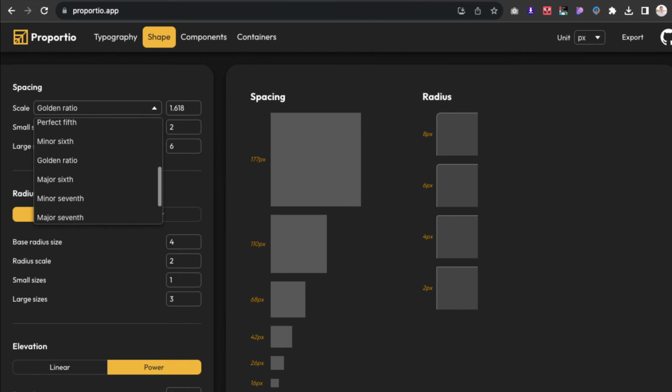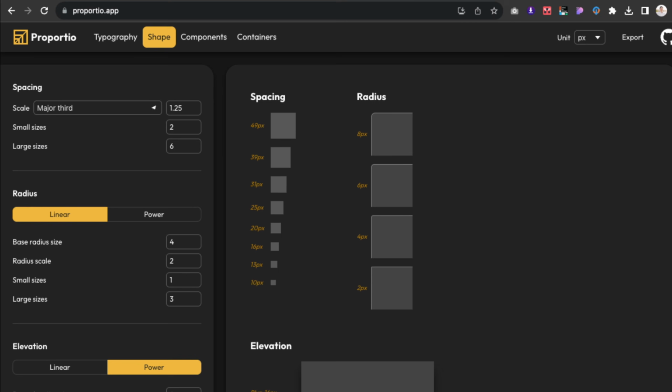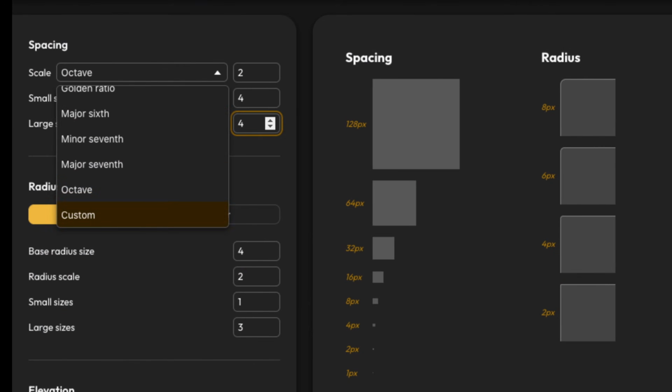Is there a relationship between the common rem values? Now that we know what the common values are, I wanted to see if there's a relationship between them, to see if they follow a certain scale. I found this awesome site called Proportio.App, where you can visually test different UI proportion scales by adjusting the base, scale, and then the other parameters. There wasn't one scale that matches 100% of the Airtable data. However, the closest one was octave. I assume that this is the case because most UI systems tend to follow the 8-pixel grid.